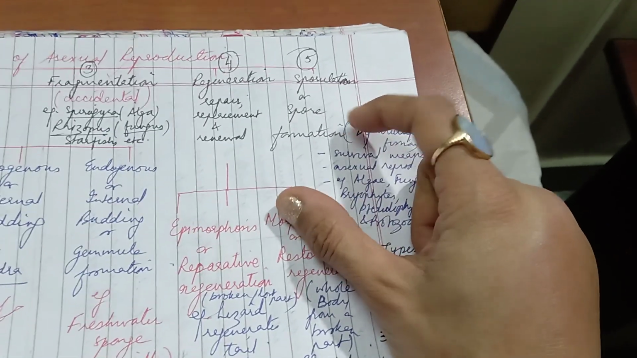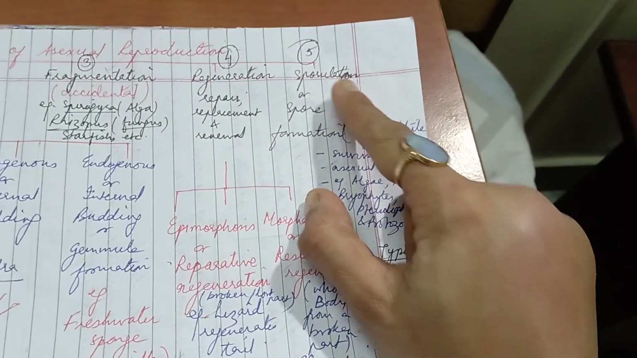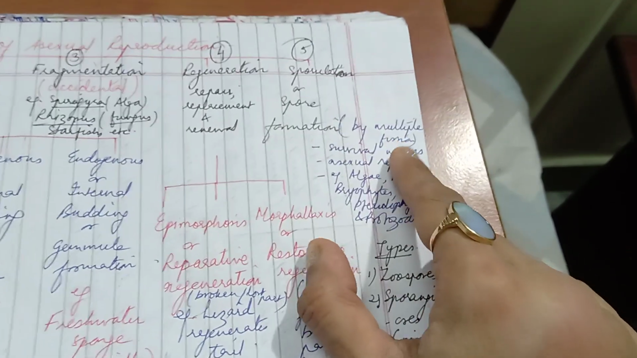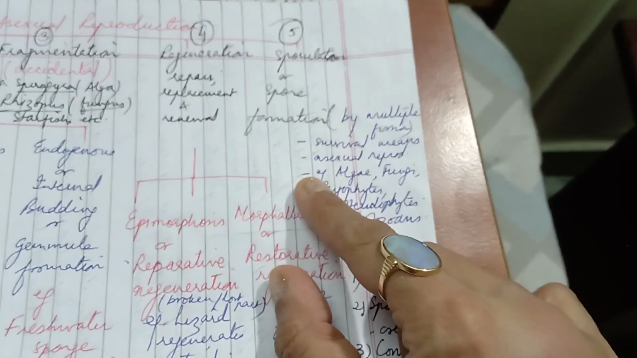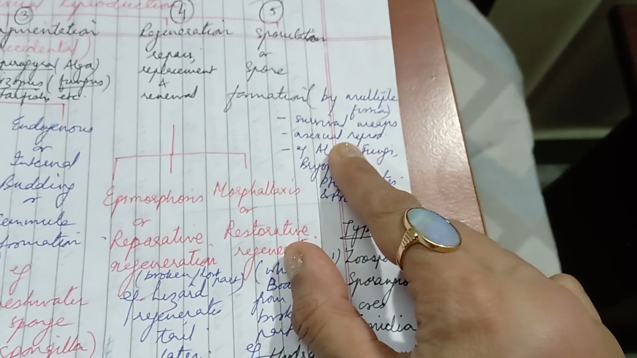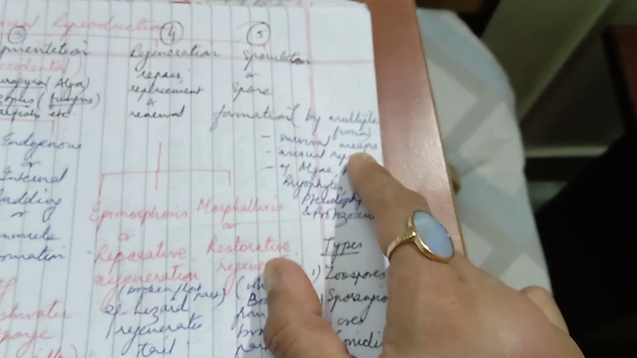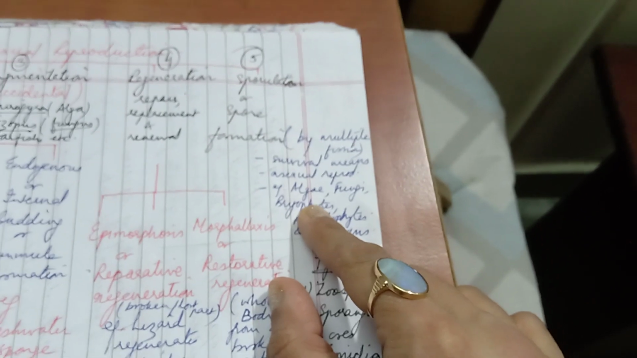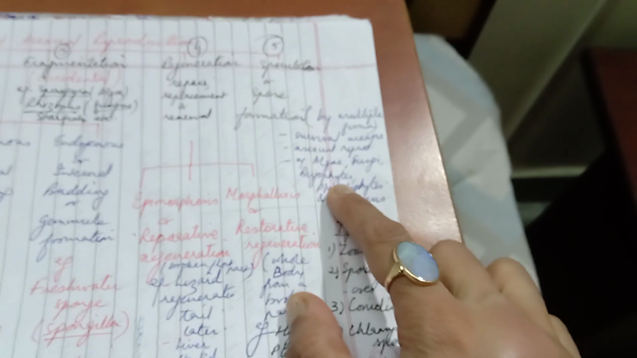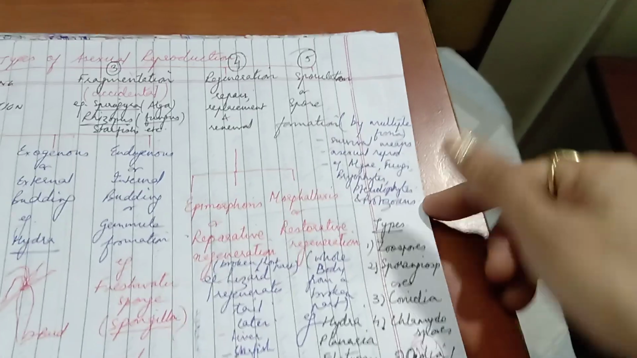Starting with sporulation or spore formation. What is sporulation? The process of formation of spores by the process of multiple fission is called sporulation. This especially goes on during the asexual reproduction, and it is also important for maintaining the survival under unfavorable conditions, right? Example, algae, fungi, bryophytes, pteridophytes and protozoans.